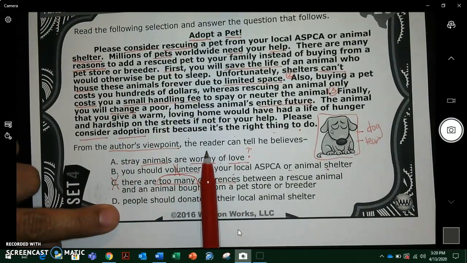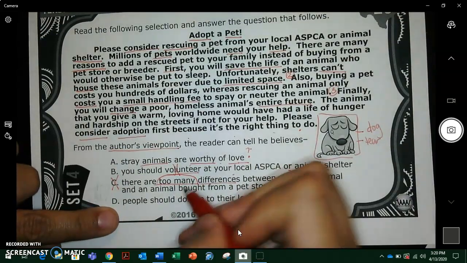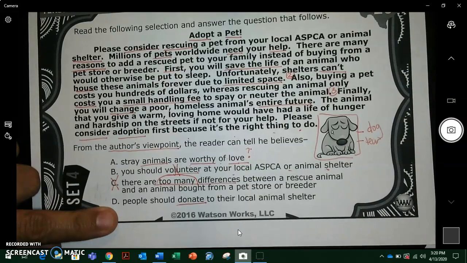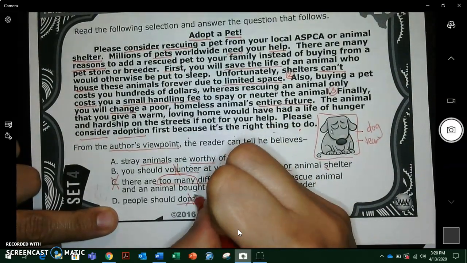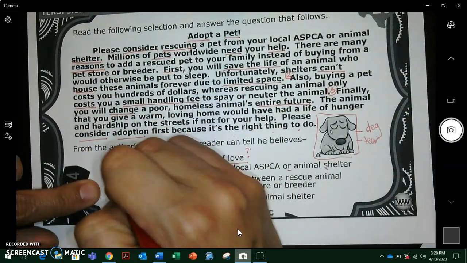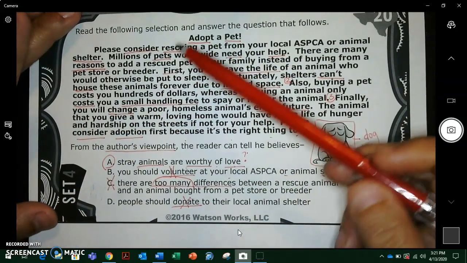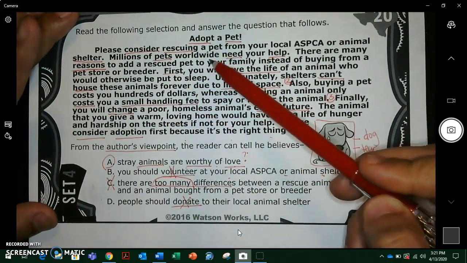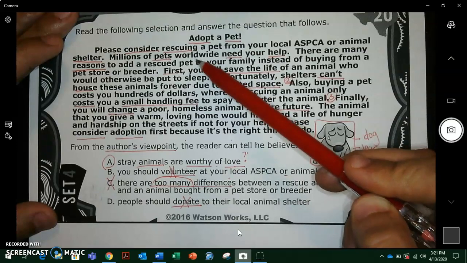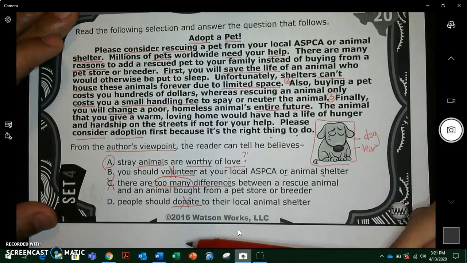Or from the author's viewpoint, the reader can tell he believes that people should donate to their local animal shelter. Was he telling people to donate to the shelter? No. This was all about how the author was showing us that even sheltered animals need love as well.